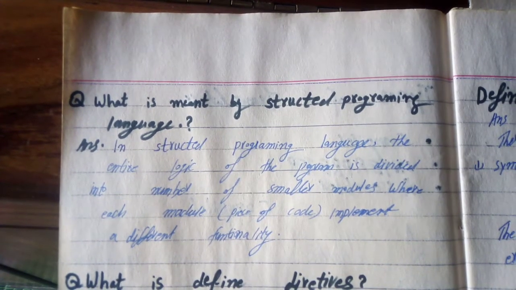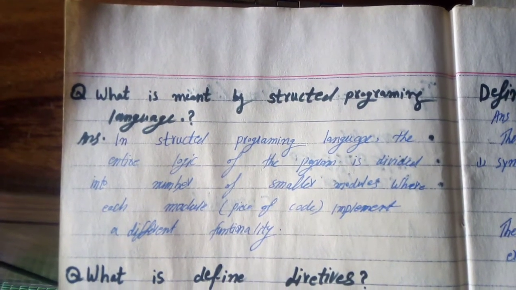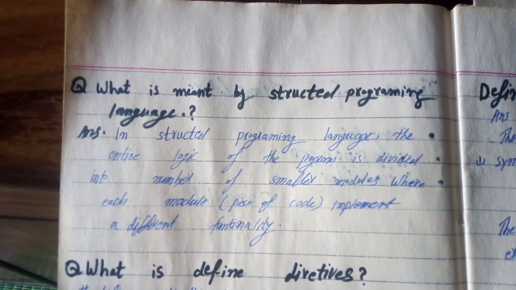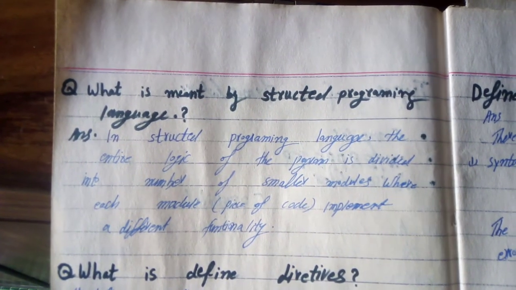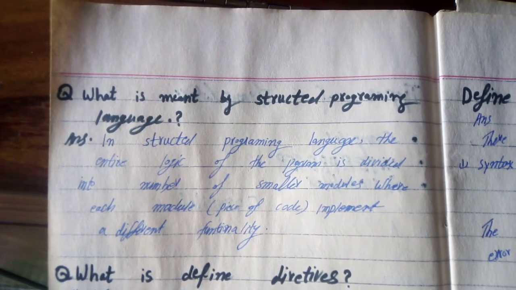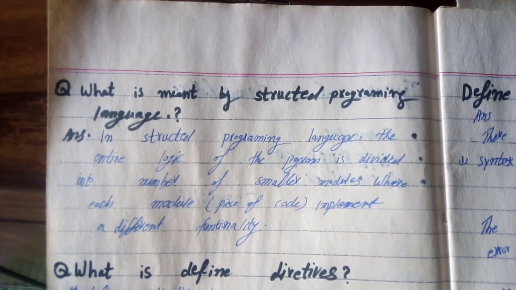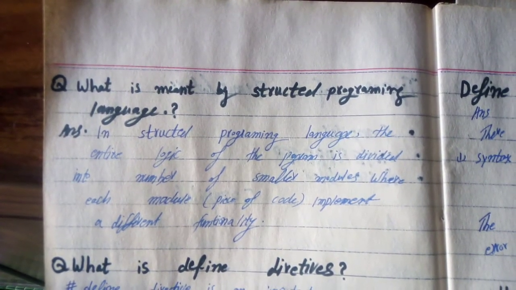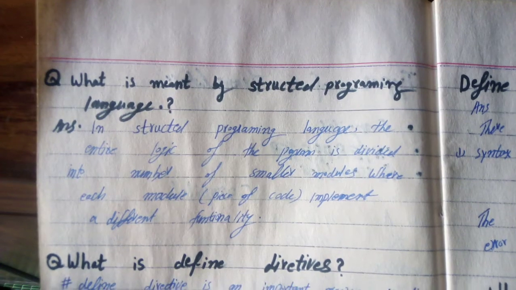What is meant by the structured programming language? In structured programming language, the entire logic of the program is divided into number of the smallest modules, where each module, piece of code, implements a different functionality.